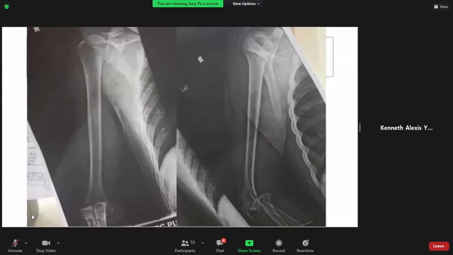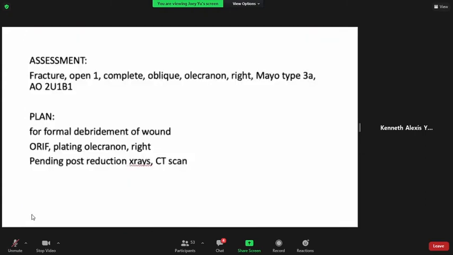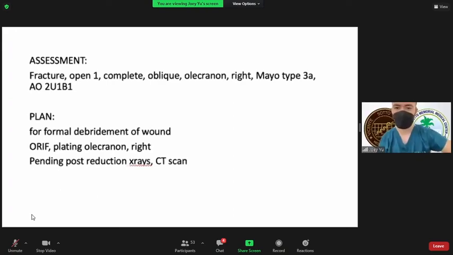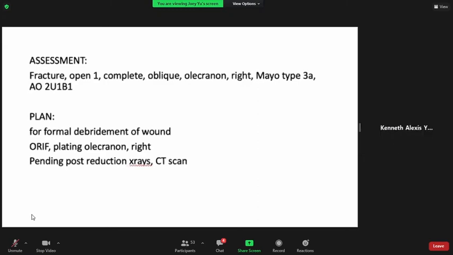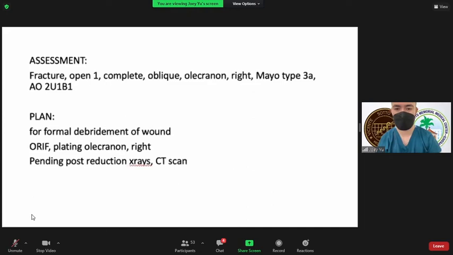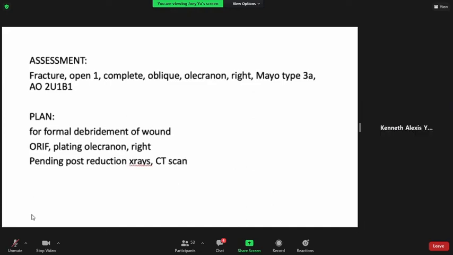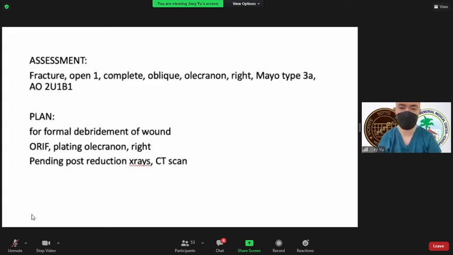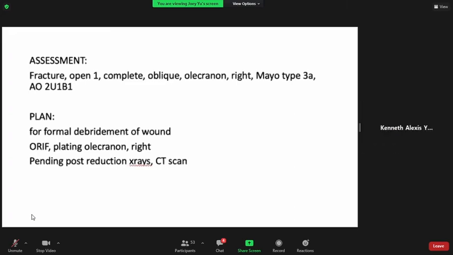So what is your management for this patient? For open reduction, internal fixation of the olecranon, then also formal debridement of the wound. So what is your current management now? What have you done to the patient? We applied a long arm posterior splint. What else? And secured it with an arm sling. What else?